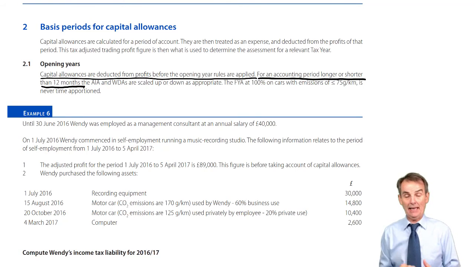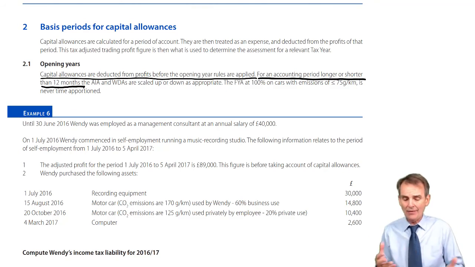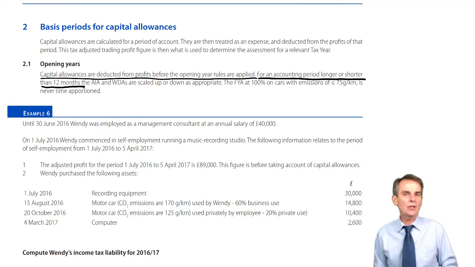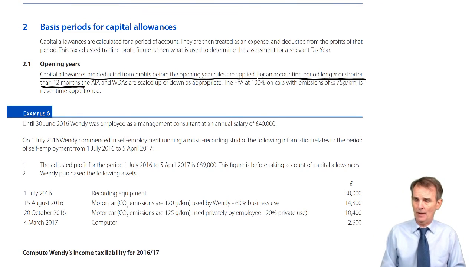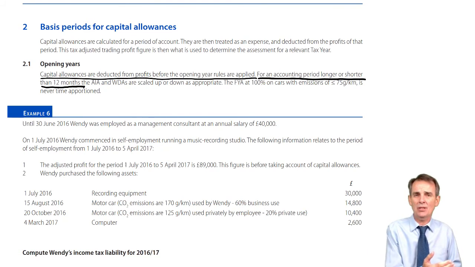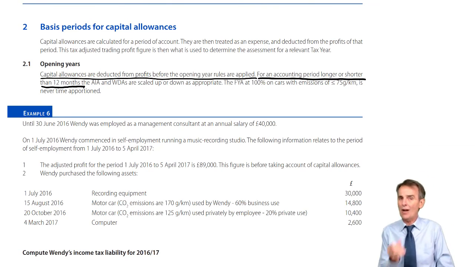FYA is unaffected by the length of the accounting period. Whether I start with a 4-month, a 14-month, a 12-month, whatever length of opening period I have, if I have a first year allowance available, I bought a low emission car here, then I get 100% allowance. And I get that irrespective of the length of that opening period. But where there is an AIA and WDA that is available, then I have a problem. Because what I must remember is that the AIA is £200,000 per annum based on a 12-month period. And my WDA is either 18% or 8% per annum, again, on a reducing balance basis. So I've got annual figures.